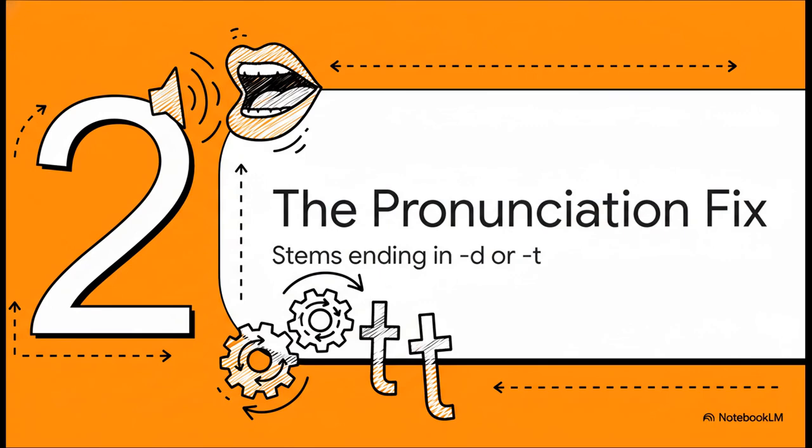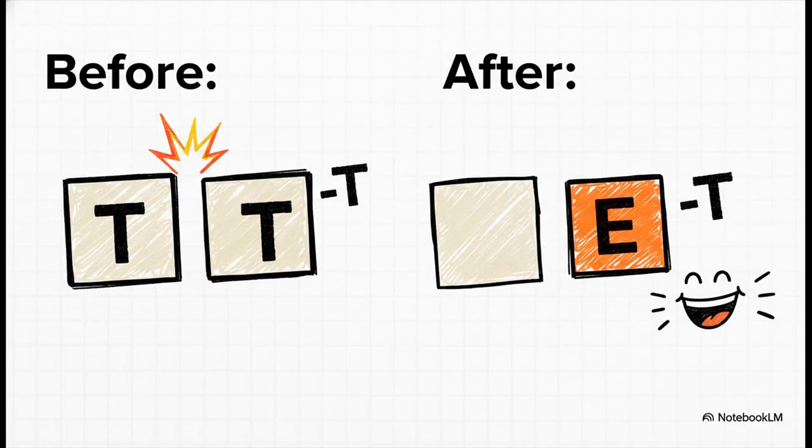But what happens when the rule itself creates a word that's kind of awkward to say? Well, German has this really clever built-in fix for that, and it's all about making things sound better. So here's the fix. If a verb's stem already ends in a D or a T sound, trying to jam another T right onto the end of it, it's just clunky. So the language does something really smart. It just slips in a little E to smooth things out, turning the ending into -et.